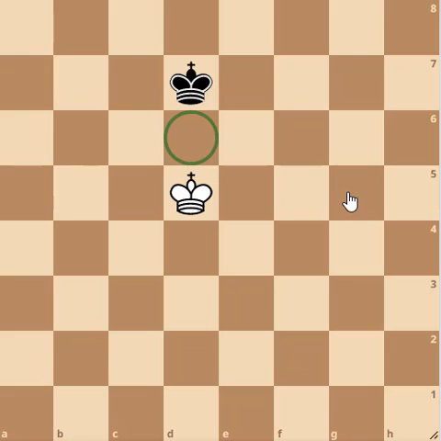Okay, for now, I hope you learned this important concept. The opposition, that basically means that if you have two kings in front of each other, the one that has to move will have to give access to the other king.